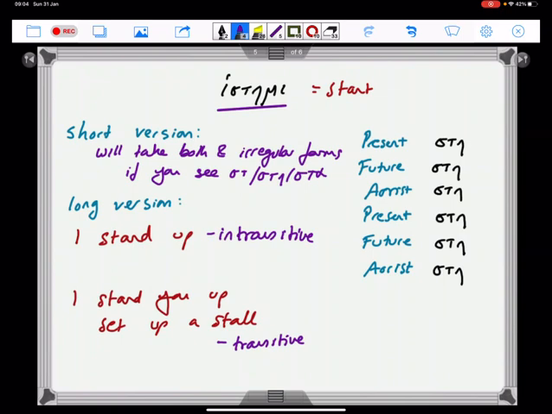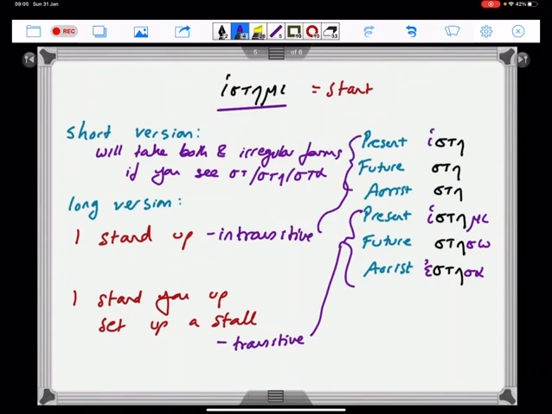The transitive version uses regular endings. So you get histēmi. Future is in the middle, so it's future stēsō, ēstēsa, ... That's the transitive version. The intransitive version uses different endings.